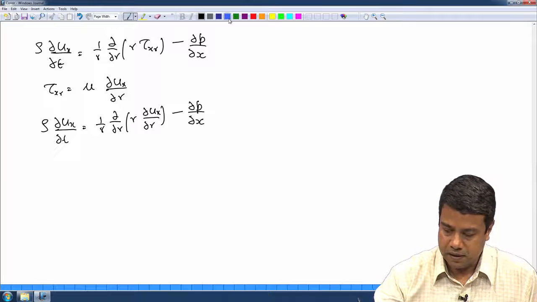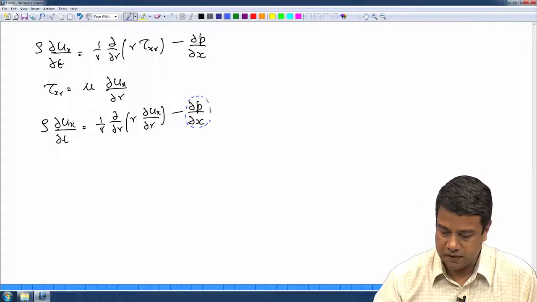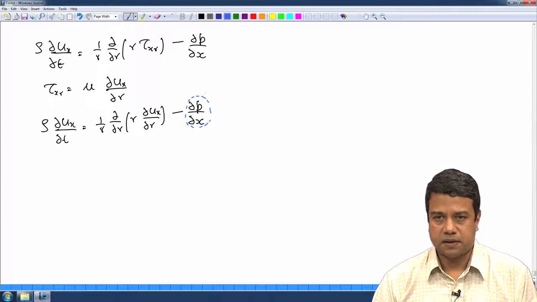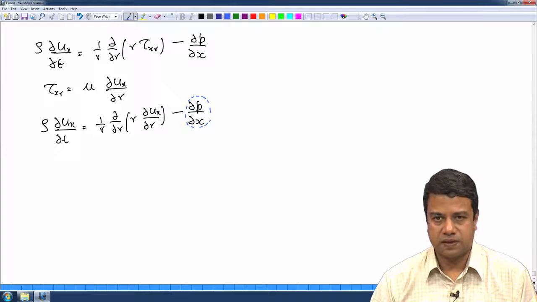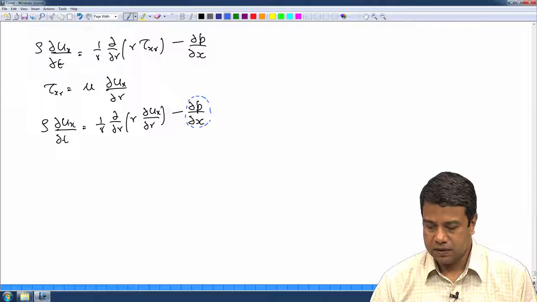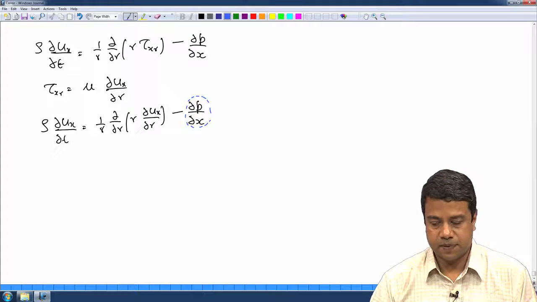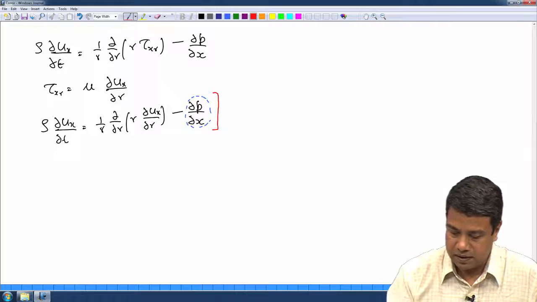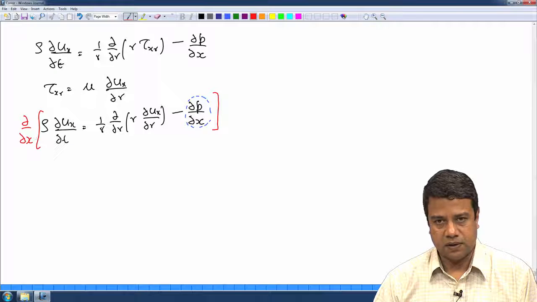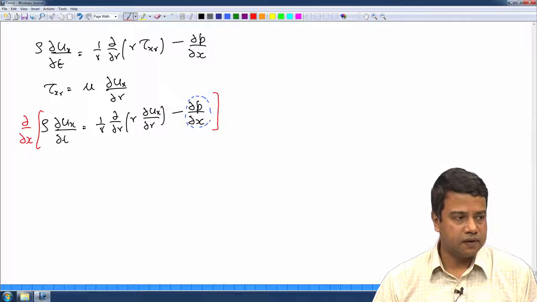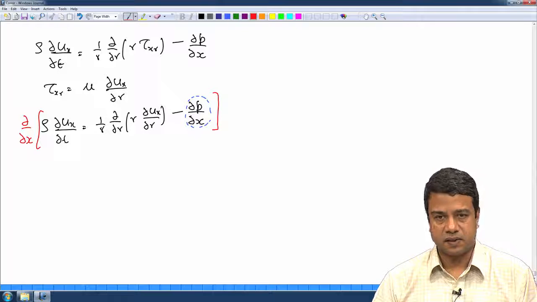This pressure gradient turns out to have to be a constant if the flow is fully developed. We are often taught that it is equal to a constant, but we are never told the reason why it is a constant. If the flow is fully developed, I can take the derivative of this entire equation with respect to the x coordinate. And since it is a partial derivative, you can interchange the order of differentiation.